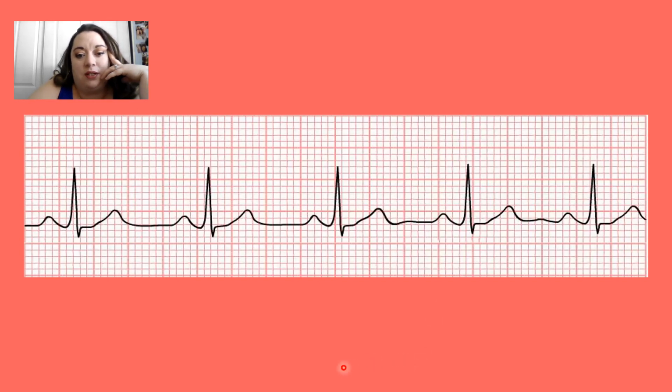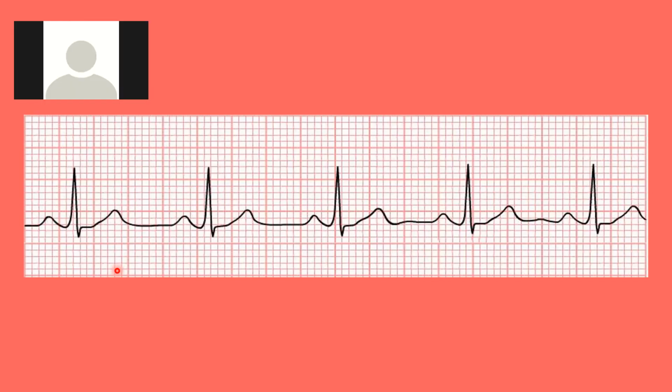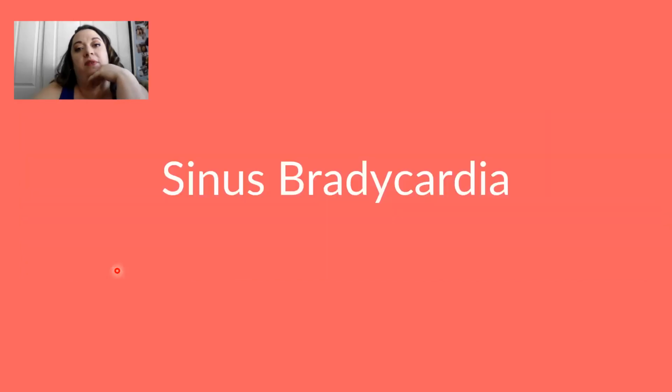PR interval on this one, there's not one that lands on a dark line, so you can pick whatever. I don't know, maybe start with this one. This would be 1, 2, 3, 4-ish, maybe 5 small boxes. It's kind of hard because of the shape of it. So I'd say 0.16 to 0.20 if I had to guess on the PR interval. So it's the only thing that's wrong with this rhythm. Slow. Yeah, it's just slow. So what do we call that? Sinus Brady. Perfect. And then that'll be abbreviated as SB.